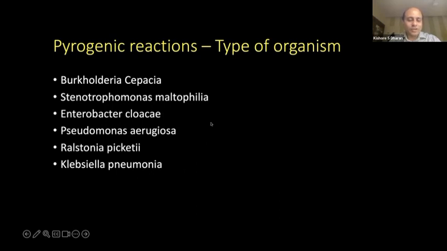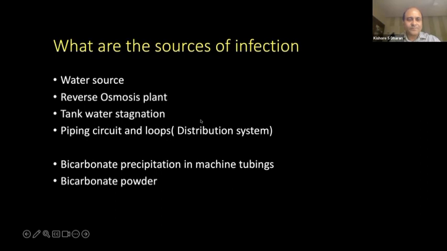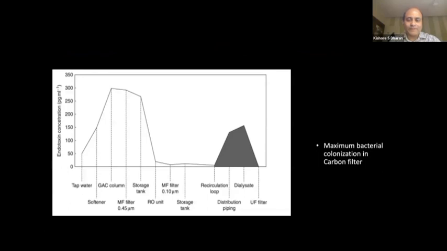Those who have gone through their culture reports of the RO plant will be familiar with these organisms. If the colony counts in culture reports are above a particular level, they can cause pyrogenic reactions in these patients. The sources can be the primary water source, which is not properly treated, the RO plant, stagnation in the tank water, the distribution system, especially the piping circuit and loops, and bicarbonate precipitation, again improperly manufactured bicarbonate powder.